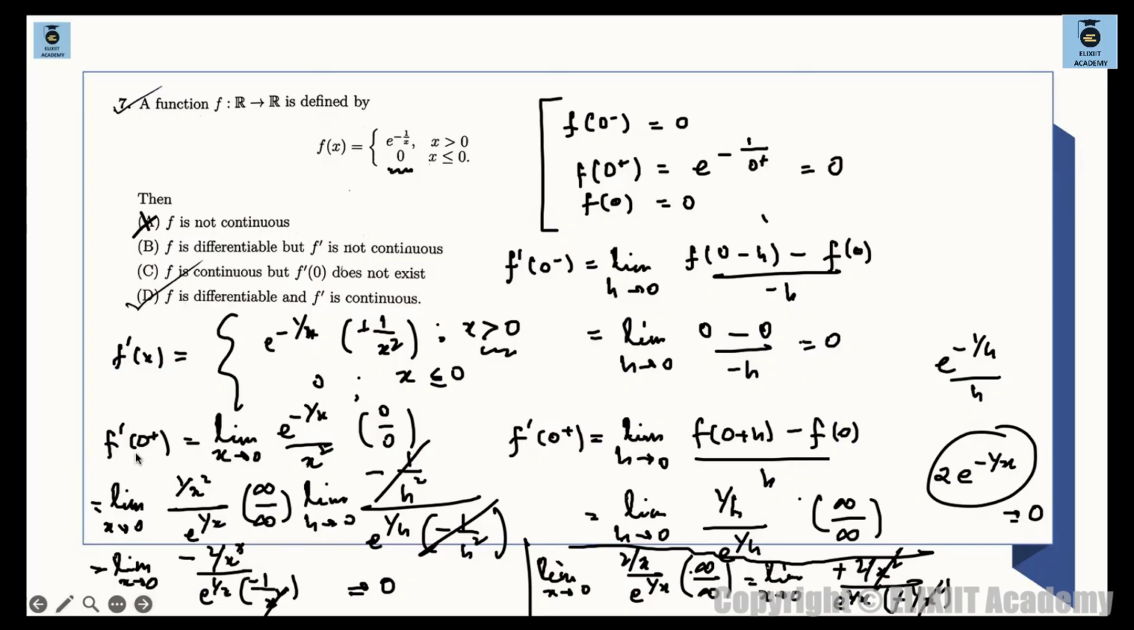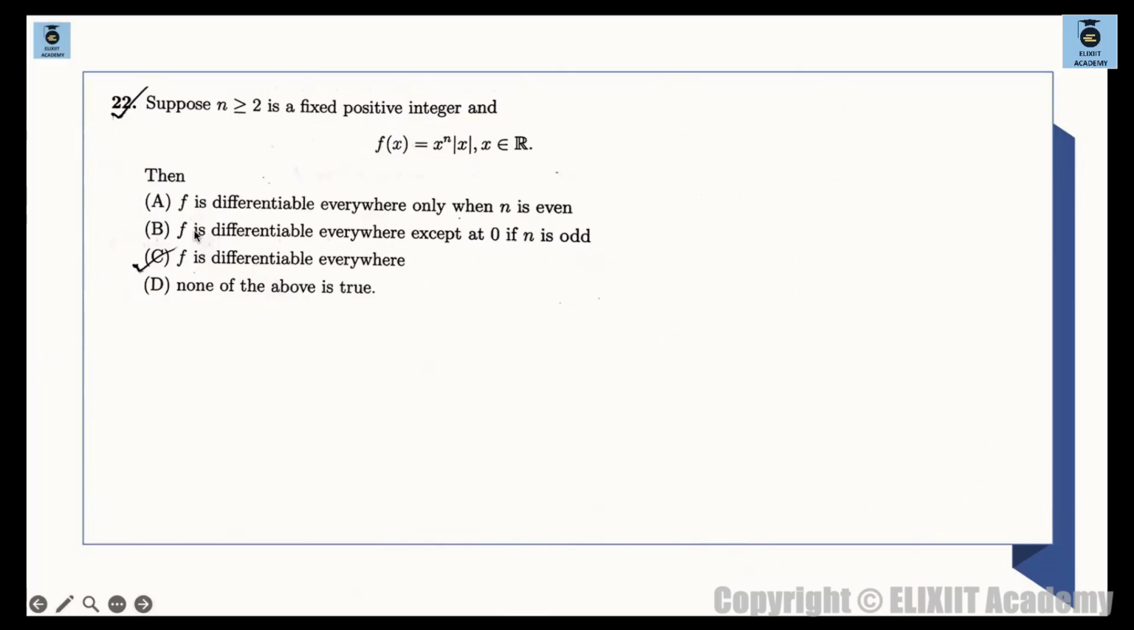So yes, f dash will also be continuous. We have only seen the right hand derivative, so f dash of 0 plus is 0. F dash of 0 minus is what, 0 only. And f dash of 0 is also 0 from here. So the left hand derivative, right hand derivative, f dash of 0 plus, f dash of 0 minus and f dash of 0, all these are continuous, all of them are 0, which means continuous. F dash is also continuous, so f is differentiable as well as continuous, option D is correct.